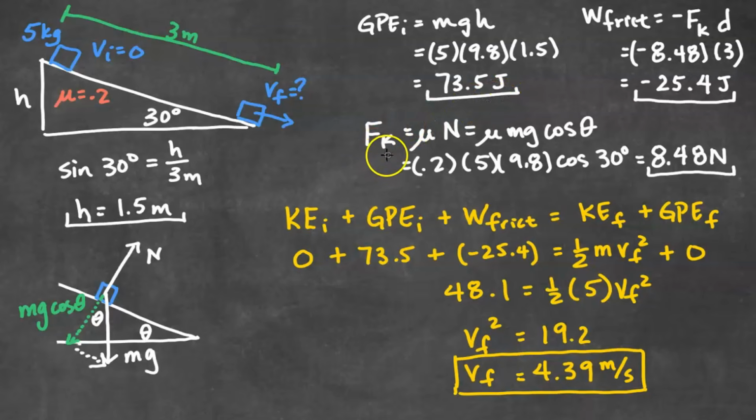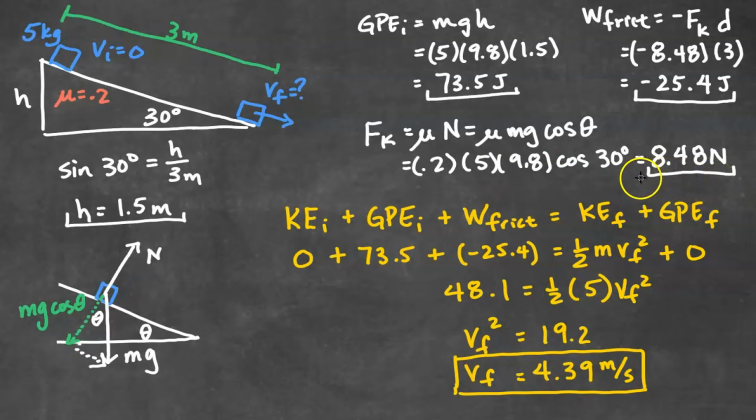The kinetic friction is equal to mu times N. Here we have a force diagram. We have mg going straight down. Normal force is perpendicular to the ramp. You can see that there is a component of mg that is along the same axis as the normal force. And so the normal force is equal to mg cosine theta, so I can substitute that in here. The reason I know that the normal force is equal to mg cosine theta is because it's not accelerating along that axis. We can calculate that and we get 8.48 newtons.